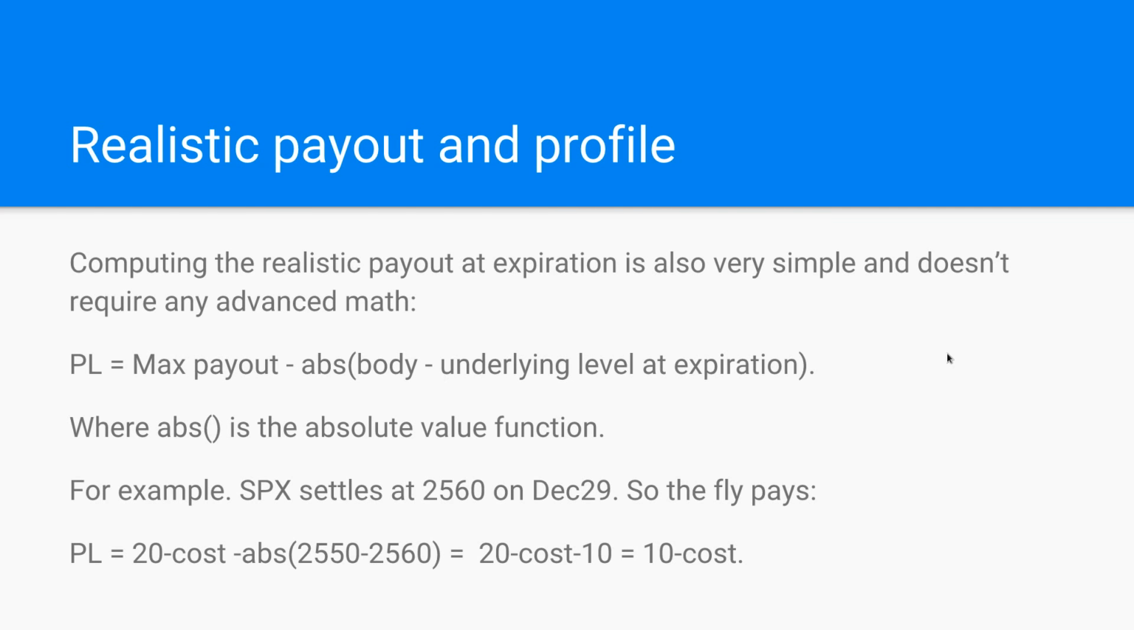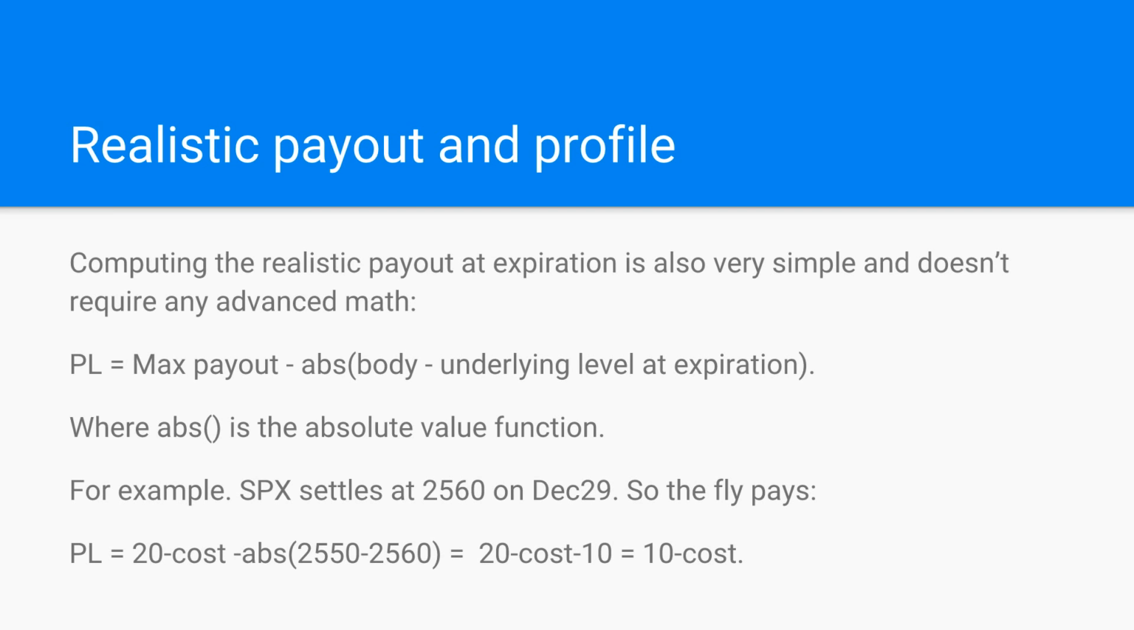So in this case, for instance, imagine that for some reason in the previous butterfly, XPX settles at 2,560 on December 29th. This is the way the fly pays. The fly pays the max payout minus this difference. The difference is 10 points. So it's a very nice payout too. It's $10 minus the cost. And if the cost is 1.5, then the payout is going to be 8.5. So this is a very fantastic payout. It's almost 6 times the cost.